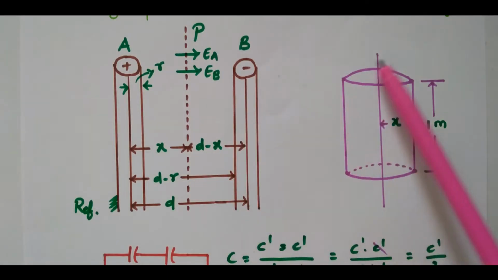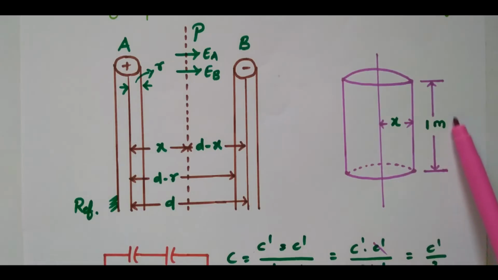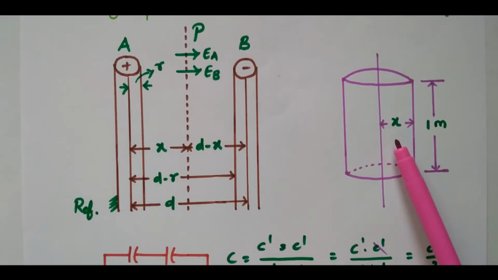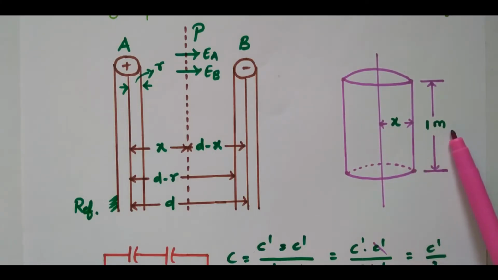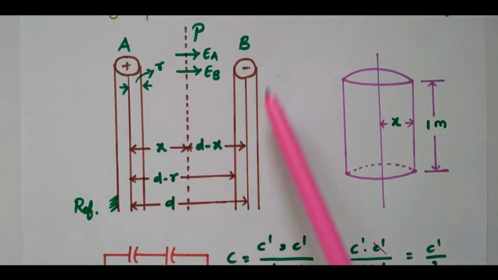Now we have the Gaussian cylindrical surface. We assume a Gaussian cylindrical surface with radius X meter and height 1 meter, that is, 1 meter length of cable. Similarly, for conductor B, we have another Gaussian cylindrical surface with radius D minus X. For A it is X, for B it is D minus X.